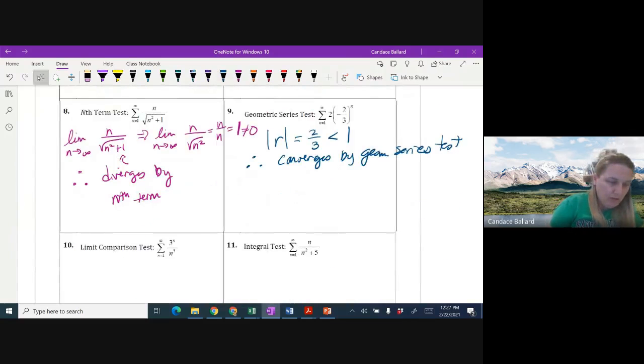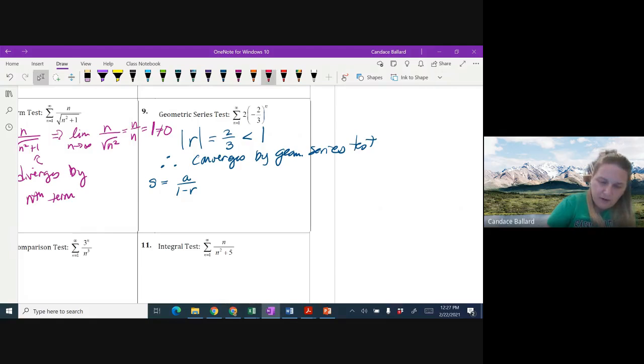Remember, there's a little formula that we had, S equals A over 1 minus R. So A is our first term. To calculate my first term, I'm going to substitute 1 into this thing. So for A sub 1, or A is fine either way, I do 2 times negative 2/3 to the first. So that would be negative 4/3.